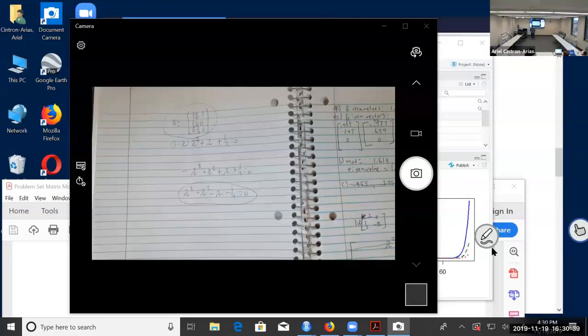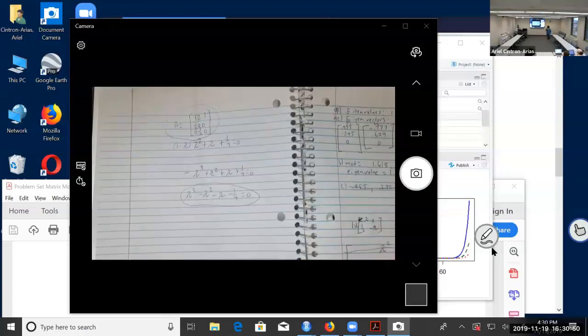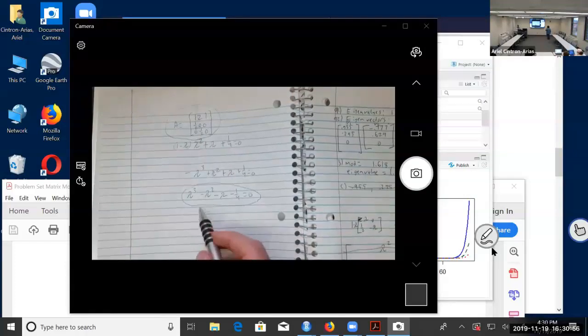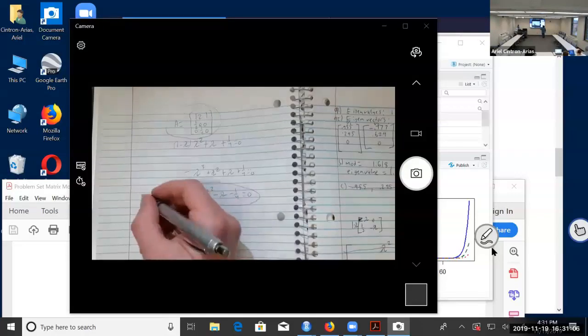Okay, so we started with this matrix right here. I was able to calculate the characteristic polynomial by subtracting the lambda values from the diagonals of the matrix and then setting the determinant equal to 0. That ended up giving me this. So just right there on the left of that polynomial, that's the determinant of A minus lambda I.